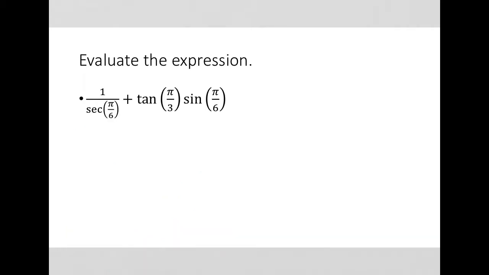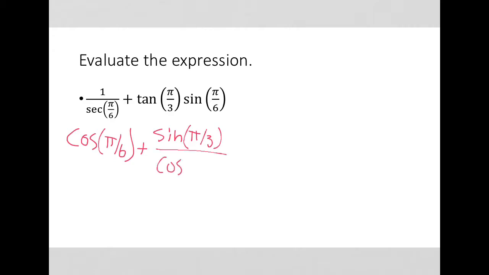Okay, here's another one. Again, it's not so obvious, but we have 1 over secant. Secant is the reciprocal of cosine. So if you're taking the reciprocal of a reciprocal, you get back to the original. 1 over secant is going to be the same as just cosine. So we have cosine of pi over 6 plus tan of pi over 3 sine of pi over 6. Well, what is tan? Tan is sine, so let's say sine of pi over 3 over cosine of pi over 3.